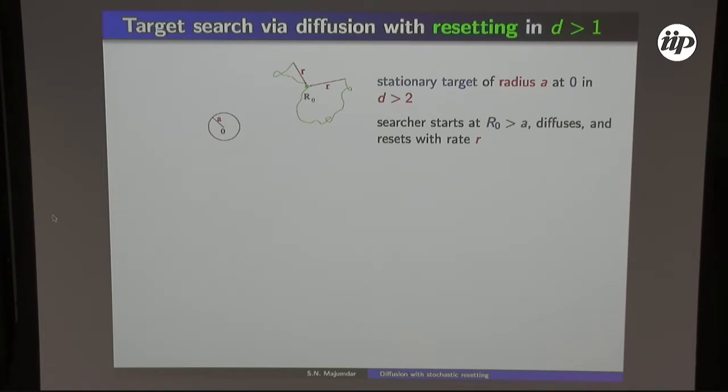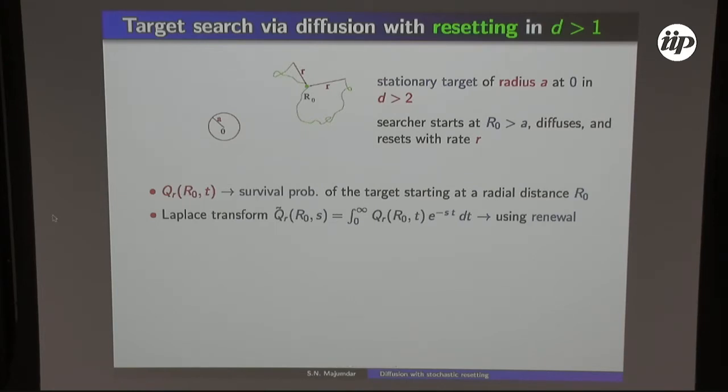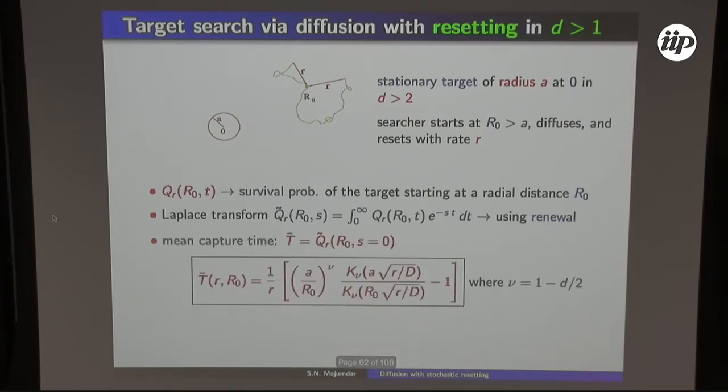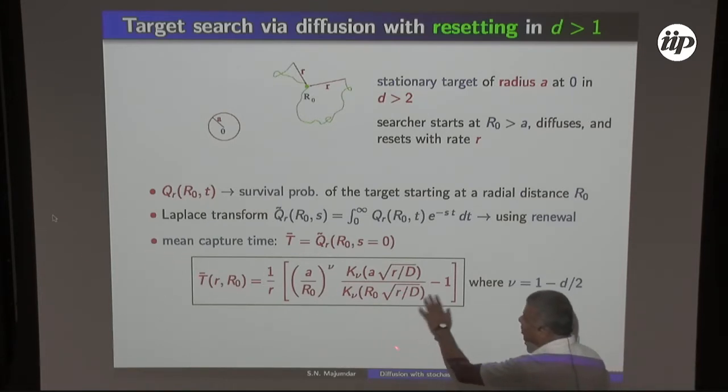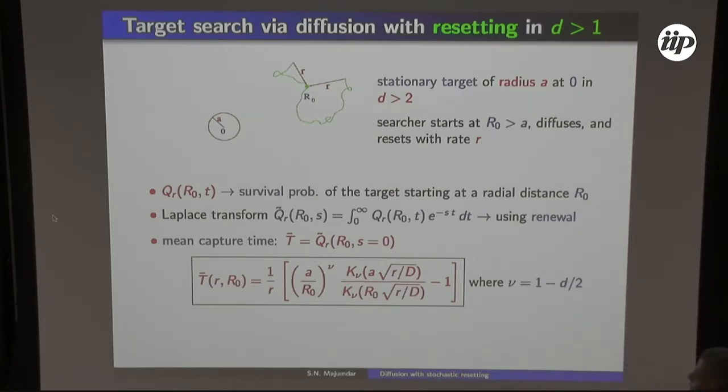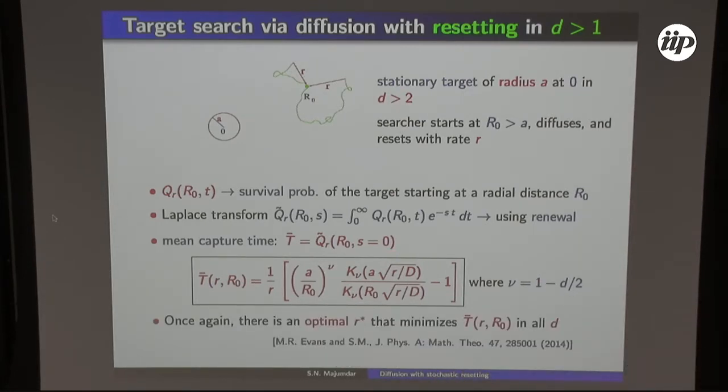I'm not going to show you the solution, but the same method works. Essentially you have to solve the d-dimensional Fokker-Planck equation and the Schwinger-Dyson equation, and the final answer is that the mean first passage time is again given by this expression, which involves the Bessel function with mu equal to 1 minus d over 2. If you plot this as a function of r in any dimension, there is an optimal value r star that minimizes this mean search time.